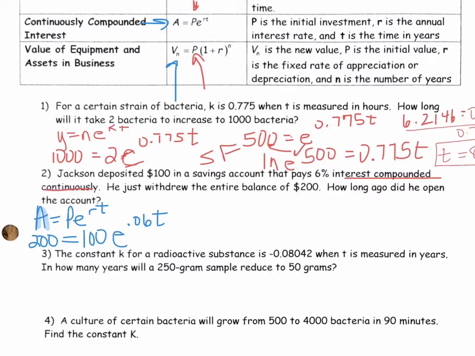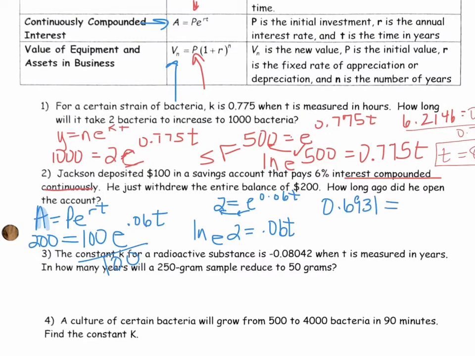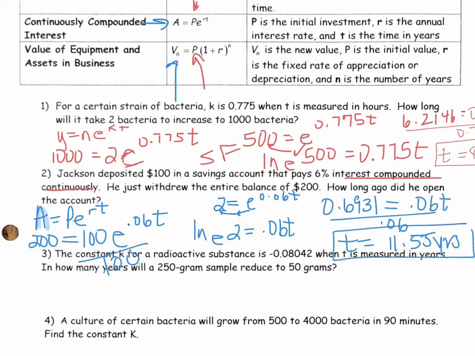So again, we're going to isolate the E, so we're going to divide everything by 100. So we get 2 equals E to the 0.06T. We're going to switch forms again, so the ln, the E comes down, and we go across to get the ln 2, and that equals 0.06T. ln 2 is just a decimal, which is 0.6931. And we're going to divide it by the 0.06, so I get T equal to 11.55 years. That would be the answer to number 2.